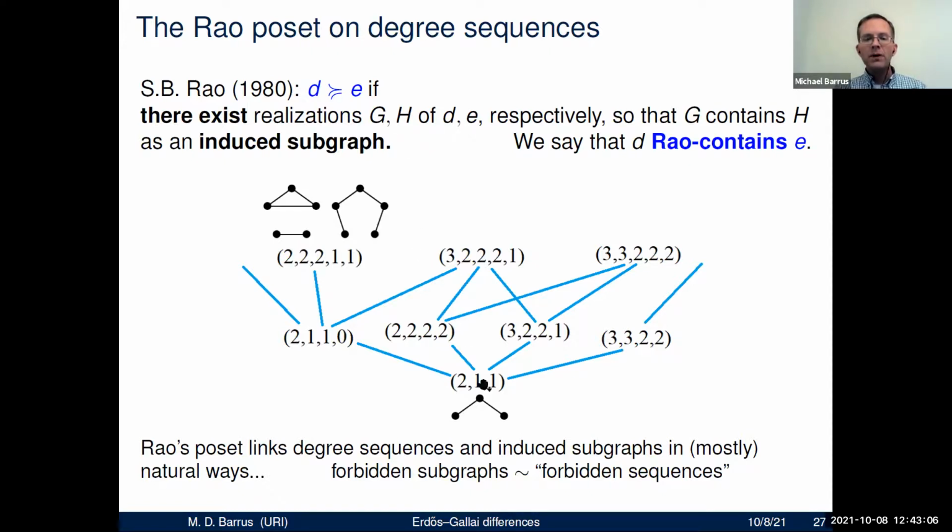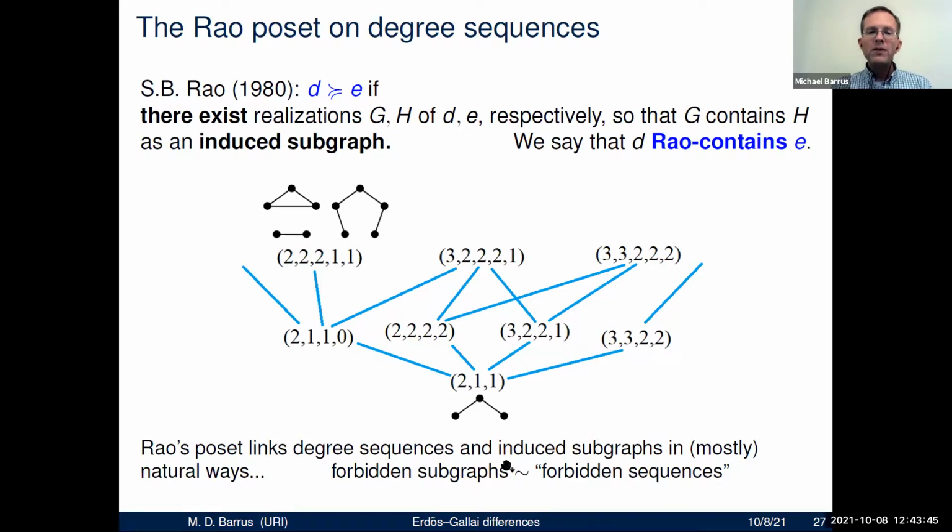So in our poset example here, 211 has a realization that's the path on 3 vertices. And if I look up here to 22211, there are multiple realizations, but one of them does contain this as an induced subgraph. And so that would mean that this degree sequence Rao contains this degree sequence. Now Rao showed this actually is a partial order on the degree sequences. It's been shown within the last couple decades by Chudnovsky and Seymour that this is actually a well quasi-order on the set of all degree sequences.